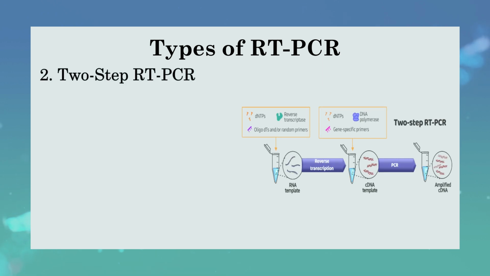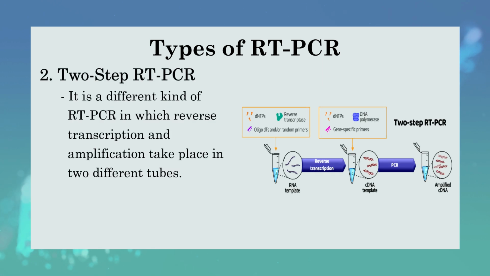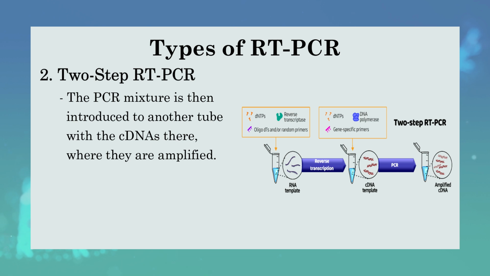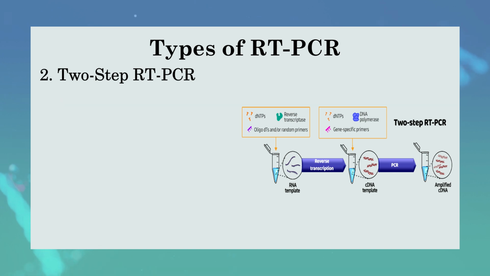Then comes the two-step RT-PCR. It is a different kind of RT-PCR in which reverse transcription and amplification take place in two different tubes. Reverse transcription takes place in the first tube, producing cDNA. The PCR mixture is then introduced to another tube with the cDNA there, where they are amplified.